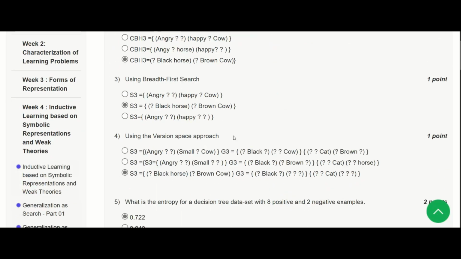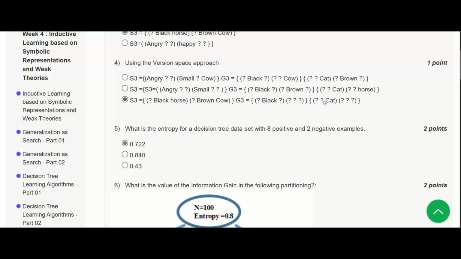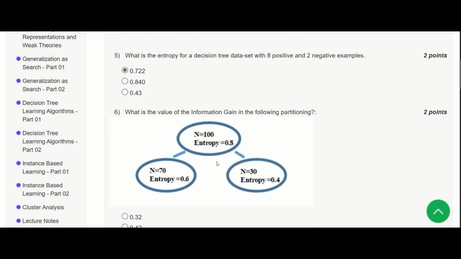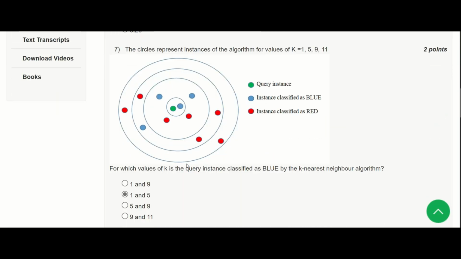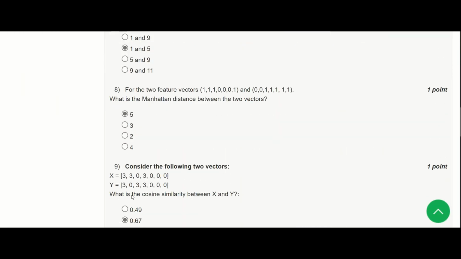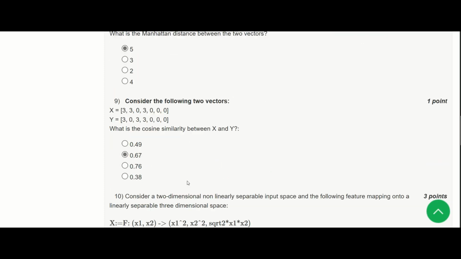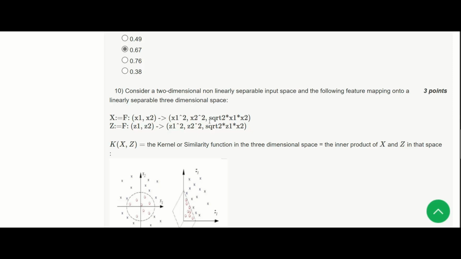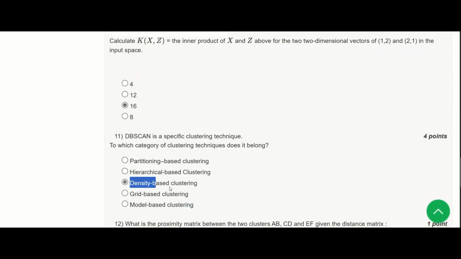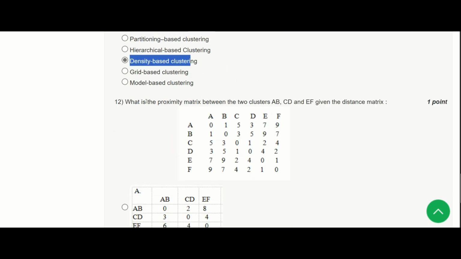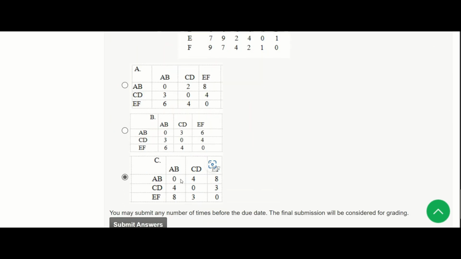fourth, here not cat but cow. Entropy 0.722. This is 0.26. This is K equals 1 and 5. This is 5. This is 0.67. This is 16. This is density based clustering. 12th, so this is this one. So that's it from this particular solution.